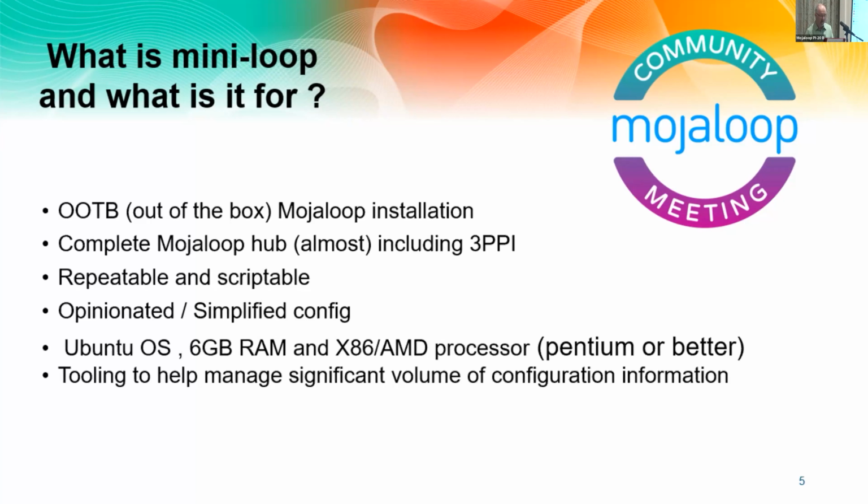But when you try it for yourself, at the moment you need 6 GB of RAM, an Ubuntu image, and an x86 or AMD processor. We've got it down to about 6 gigs. If you've got 8 or 10 gigs available, it's going to take you about 20 minutes to get Mojaloop up and running. Now you might say, but hang on, I thought it was two days. No, this is a demo instance. And now we're going to say, what's Miniloop for?